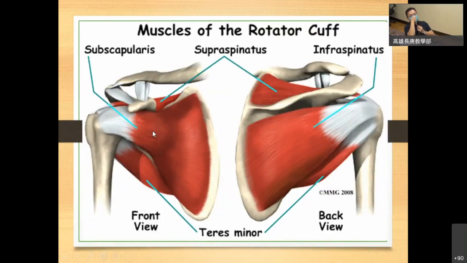Next I will introduce the major muscles in our shoulders. It is important because our shoulder joint is composed of bone, joint and muscle, and the muscle is the most important. The muscles in the shoulder joint are called the rotator cuff. It's very important to know the rotator cuff because most of the lesions in the shoulder joint are rotator cuff lesions. First, we should know there are four muscles in the rotator cuff.